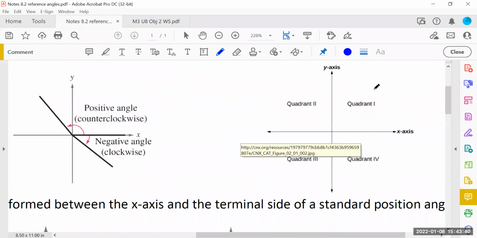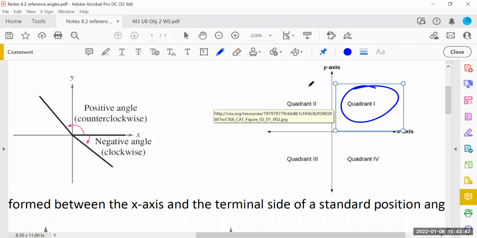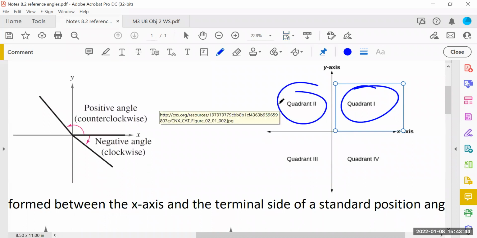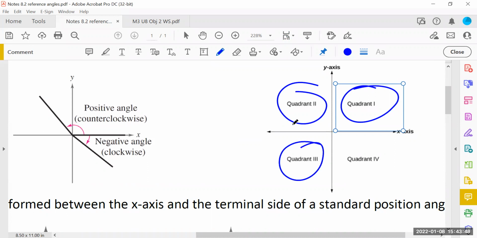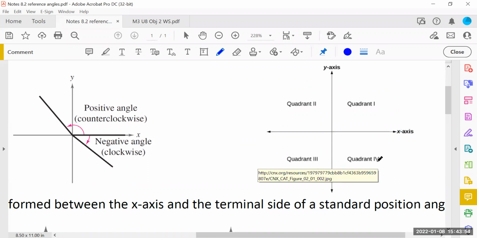So just a quick reminder, we have our 4 quadrants on the coordinate plane. We have quadrant 1 here, where everything's positive. Quadrant 2, where the x is negative, y is positive. Quadrant 3, where both of them are negative. And quadrant 4, where x is positive, but y is negative. We're going to be using all of those in our description of where angles are.